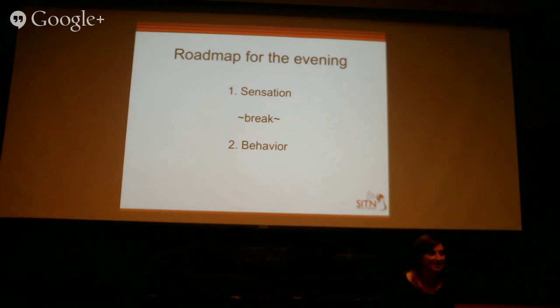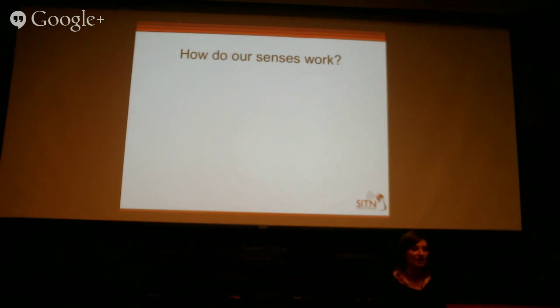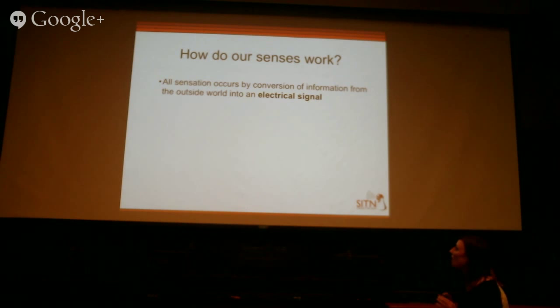All right, so let's get started. How do our senses work? Well, the first thing you need to know is that all information that your body can process at some point is in the form of electricity. There's an electrical signal in your body, the same type of electricity that you get from an outlet and you plug in your computer or your phone. That same type of electricity is happening in your nerves, in your brain, right now. And so all sensation has to occur by some physical phenomenon in the environment being converted into an electrical signal.